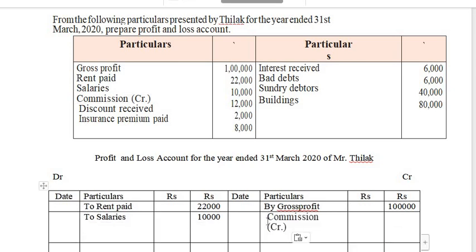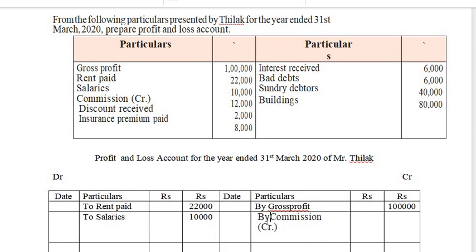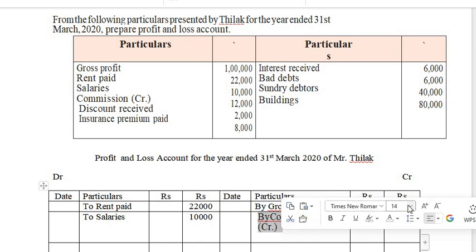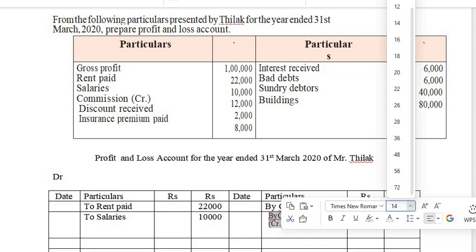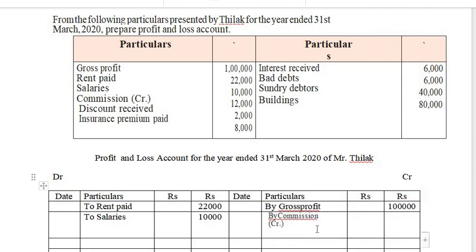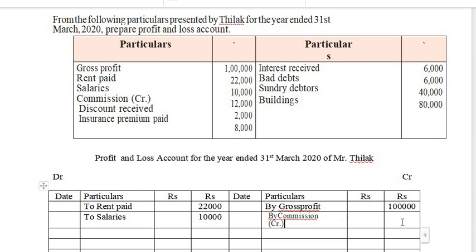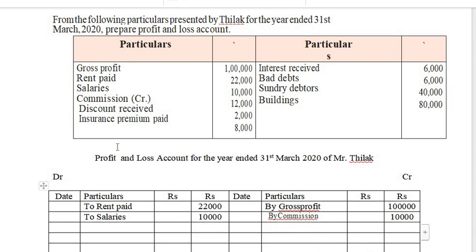So I'm going to write by commission income. What is the value they have given? 10,000 rupees. It's not necessary to mention CR; for understanding purposes they have given it like that. So you have to consider it income.